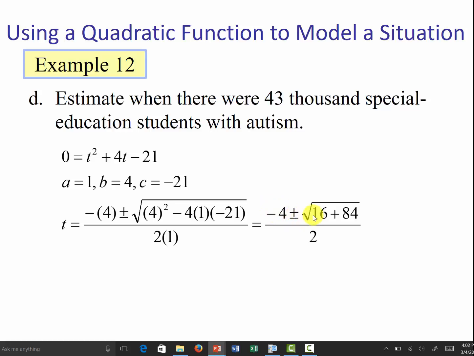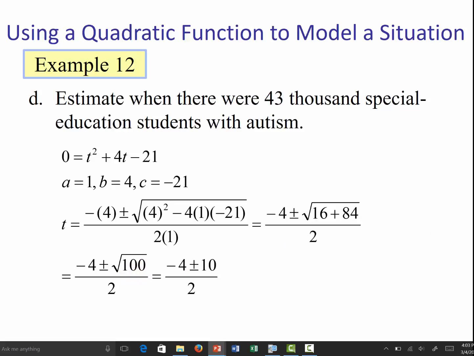Substituting the values of a, b, and c in the quadratic formula, we now have negative 4 plus or minus the square root of b squared, or 4 squared, which is 16, plus 84. And that would be 4 times 1 times a negative 21. And if I subtract a negative number, that becomes plus, divided by 2 times 1, which is 2. 16 plus 84 is 100. Now we take the square root of 100 and we get 10.